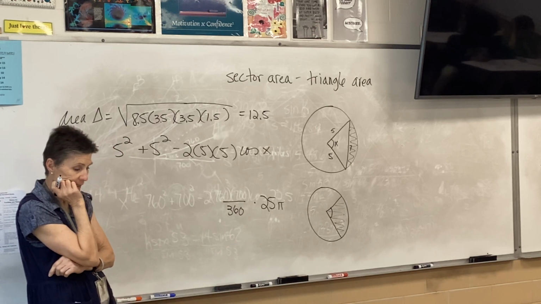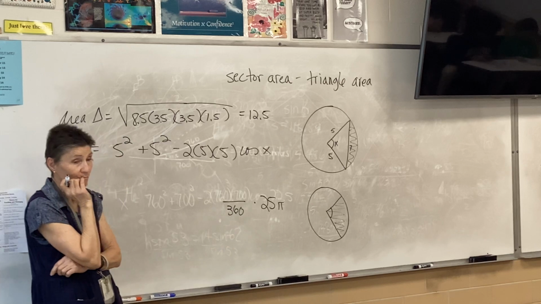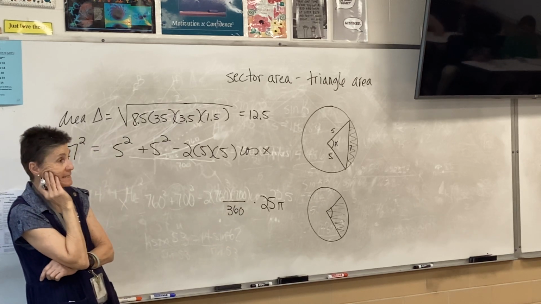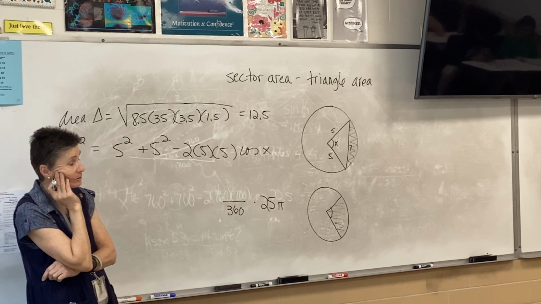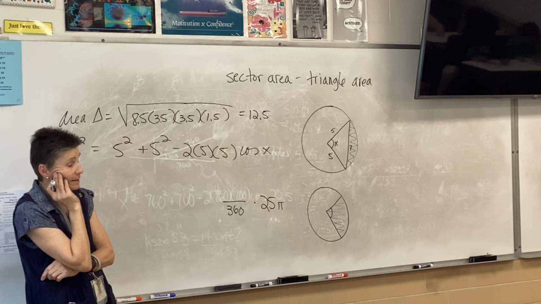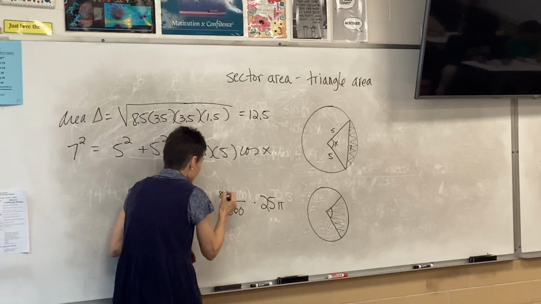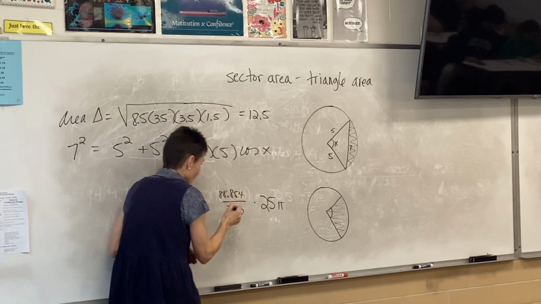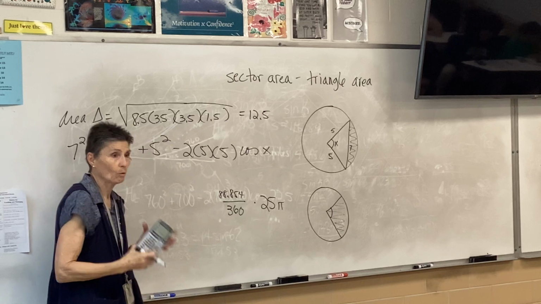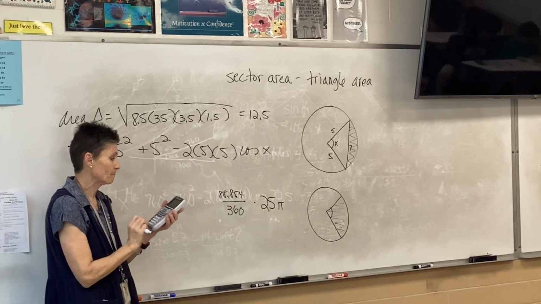Shout it out if you get it. 88.854. Don't forget you're going to have the inverse cosine to find that angle. Now, this is 88.854 over 360. So I have that whole thing on my calculator, so I'm just going to say divided by 360.